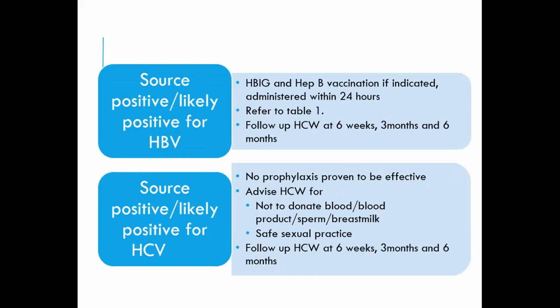If the source is positive or likely positive for hepatitis B virus, usually hepatitis B immunoglobulin and hepatitis B vaccination are indicated. You need to administer within 24 hours, and follow up the healthcare worker at 6 weeks, 3 months, and 6 months. If the source is positive or likely positive for hepatitis C virus, usually no prophylaxis is proven to be effective. You just need to advise the healthcare worker not to donate blood products, sperm, breast milk, and also to have safe sexual practice, and to follow up as planned at 6 weeks, 3 months, and 6 months.